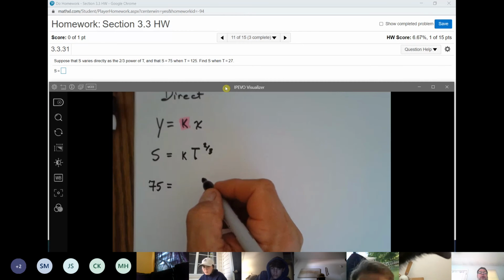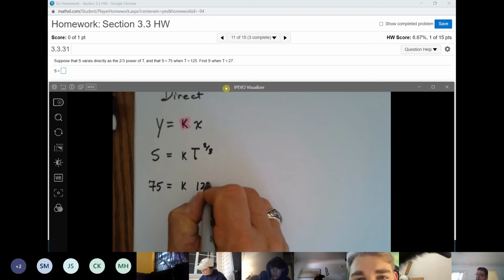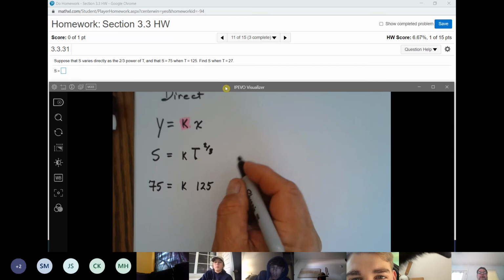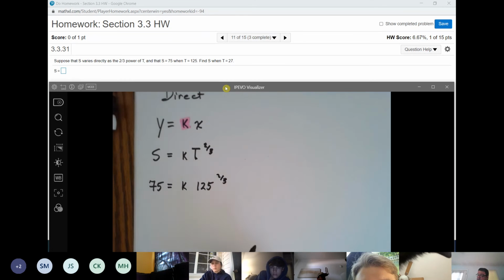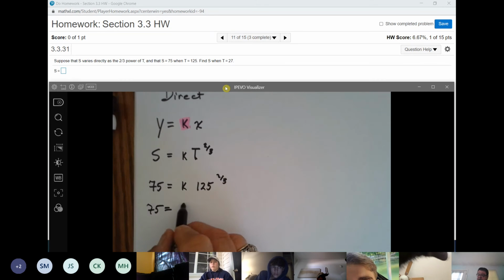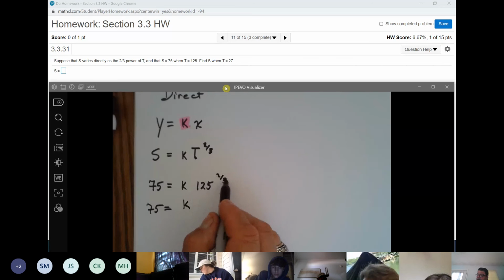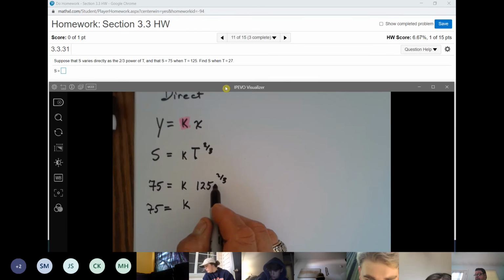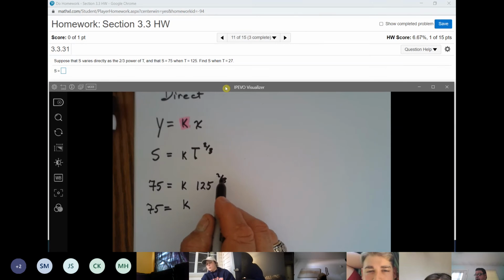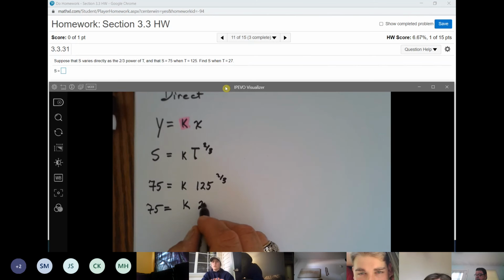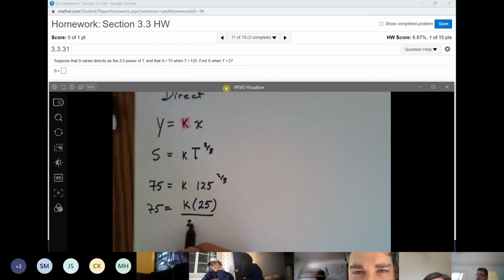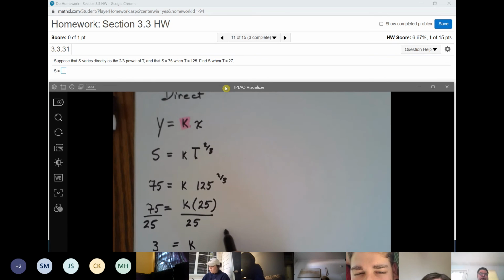And T is equal to 125. And then they want you to do a second part. 75 is equal to k times, well, the third root is 5. Let's see, that's exponent over index. So the third root of 125 is 5, and 5 squared is 25. Somebody check my math. And divide by 25, and k is equal to 3. Check and make sure what is 125 to the 2/3 power. See if it's 25. 3 is correct.